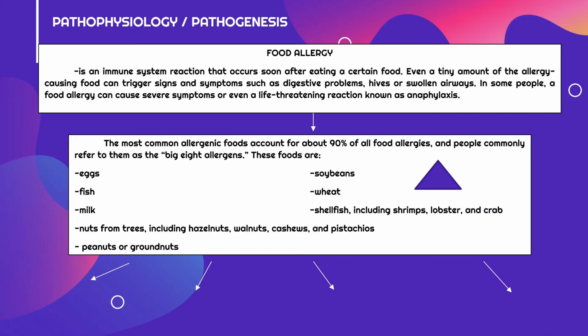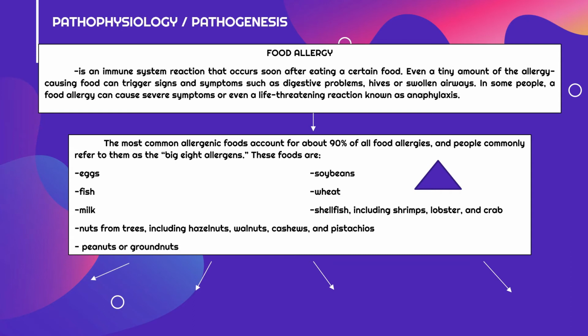So the pathophysiology or pathogenesis of food allergy leads to its etiology. Most common allergenic foods account for about 90% of food allergies, and people commonly refer to them as the big 8 allergens. These foods are eggs, soybeans, fish, wheat, milk, shellfish, including shrimps, lobsters, and crabs, and nuts such as hazelnuts, walnuts, cashews, pistachios, and peanuts.